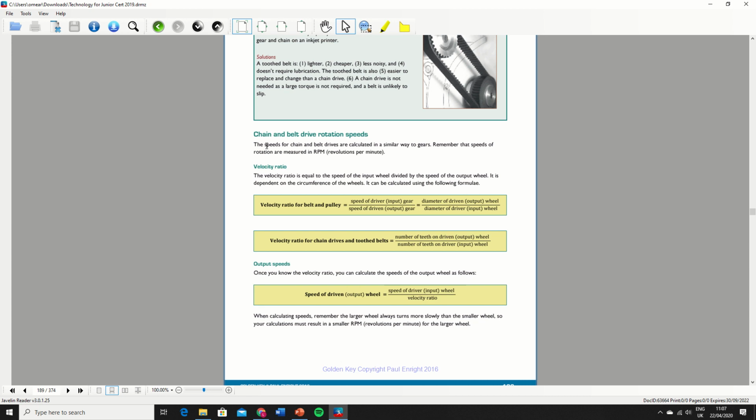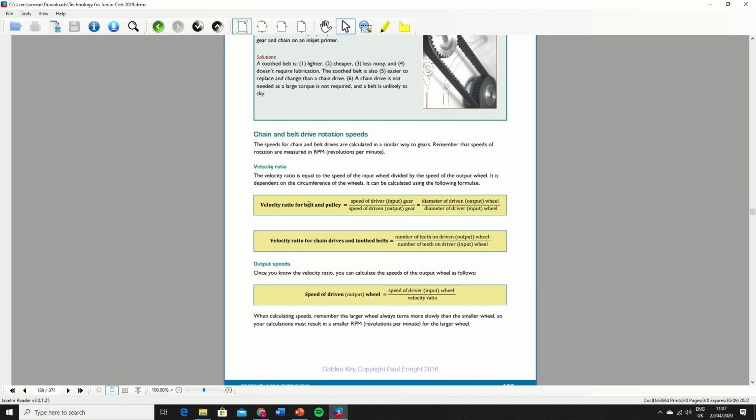So the speeds for chain and belt drives are calculated in a similar way to gears. So we looked at how to calculate our gears. So remember that speeds of rotation are measured in RPM, so revolutions per minute. So first of all, velocity ratio. So velocity ratio is equal to the speed of the input wheel divided by the speed of the output wheel. So this is dependent on the circumference of the wheels. It can also be calculated using the following formula.